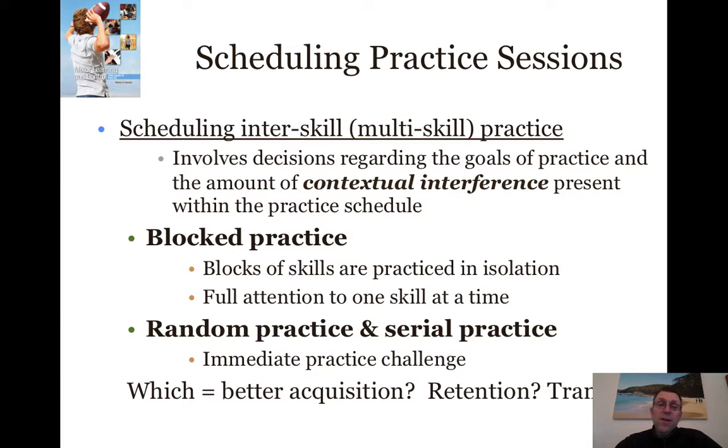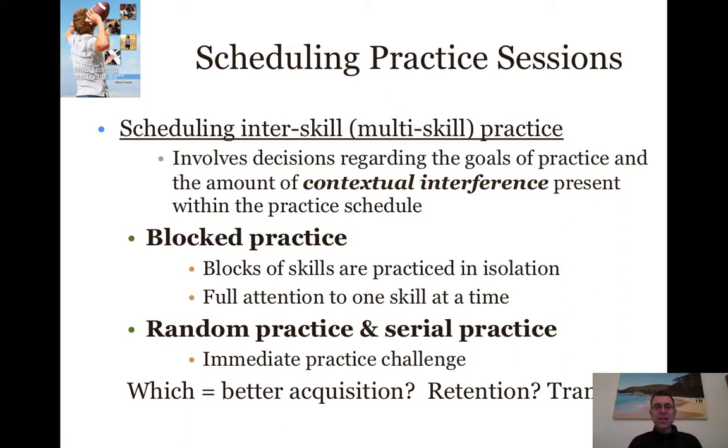Okay, so let's talk about block versus random practice. So when we have something called inter-skill or multi-skill practice, and the author uses the term inter-skill, which to me is a little bit, I don't know, not misleading, but just not direct. Multi-skill practice. So if you have a practice session where you're trying to learn multiple skills, let's say it's 4 of them, right? A, B, C, and D. What's the best way to practice?